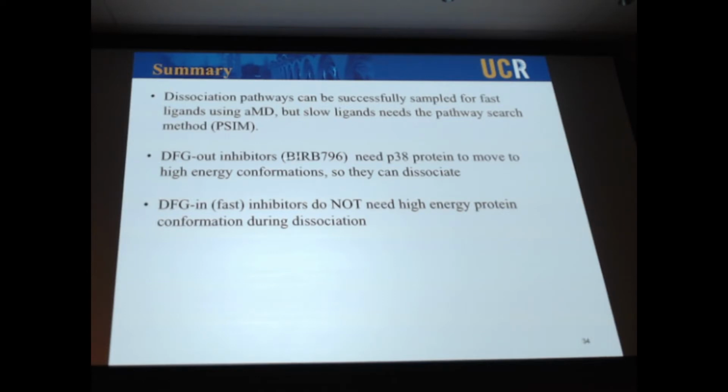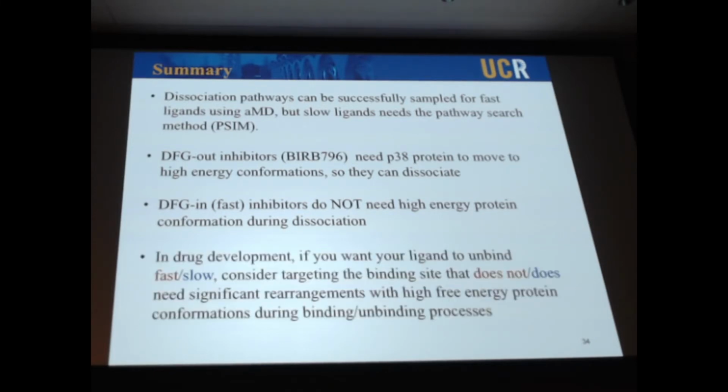So for this DFG ligand, it needs the protein to move into an unfavorable position. This is the protein, okay? So not just a ligand. So if you use a QSAR type of ligand analysis, you don't see any difference, because that's the transition state that you really want to see.